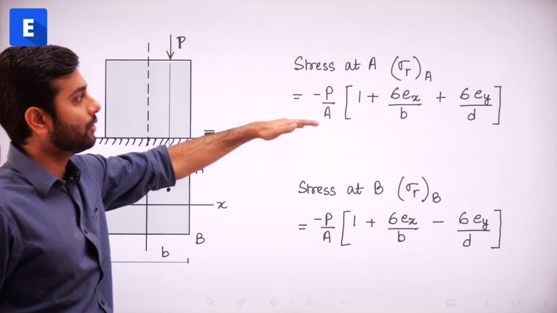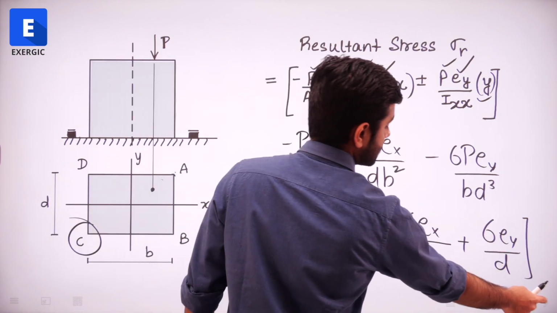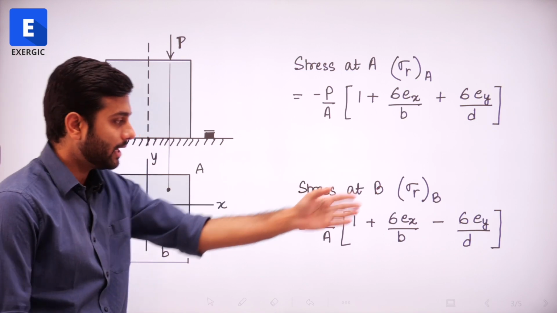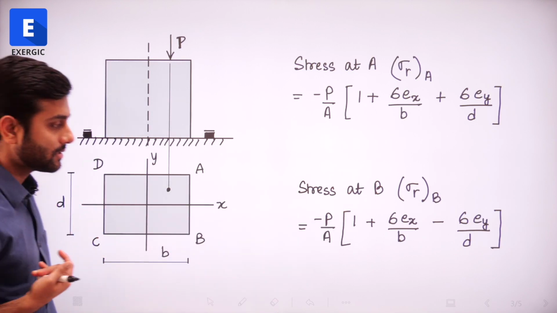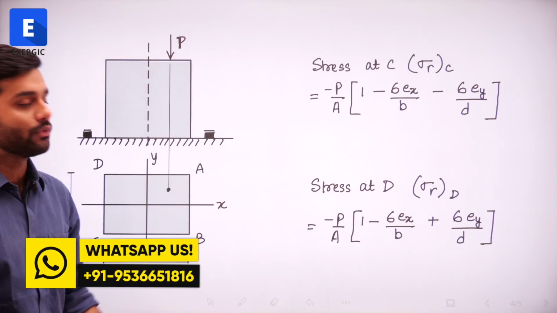This is what you are going to get from A, right? The same expression, minus P by cross-sectional area, 1 plus whatever this term is here. Similarly, for B also, you can write the plus and minus as we have already discussed. So this you will get for B. Similarly, this you will get for C, this you will get for D, right?